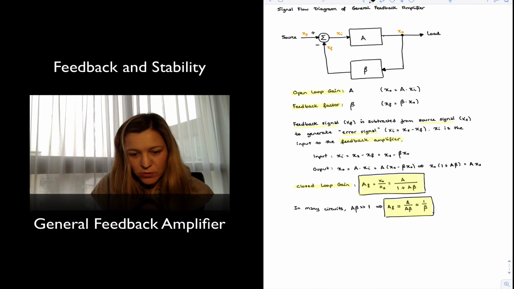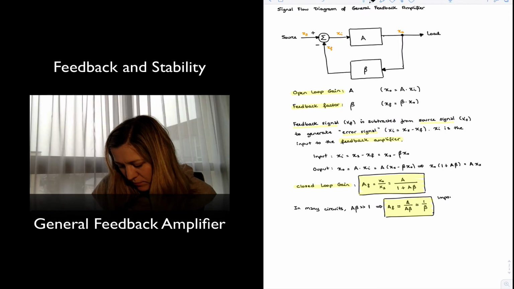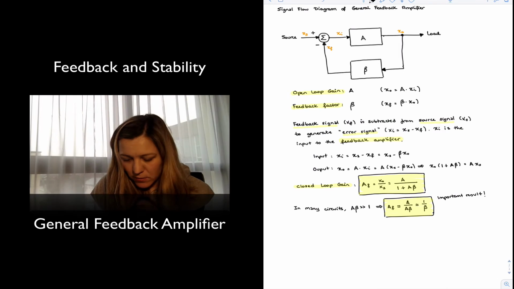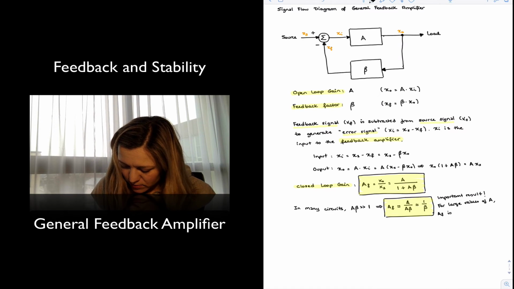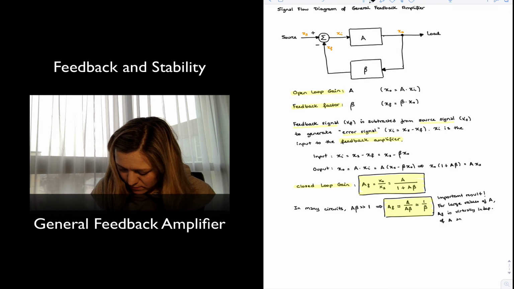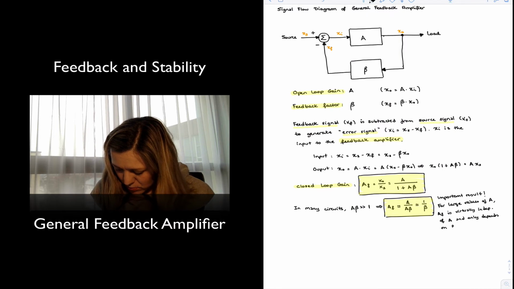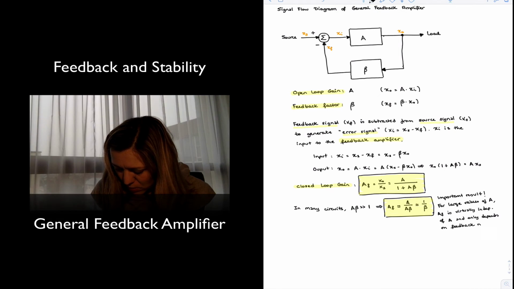And so important result, it means for large values of open loop gains, A sub F is virtually independent of A and only depends on the feedback network. Now, why is that important?